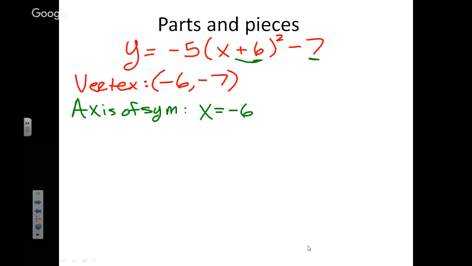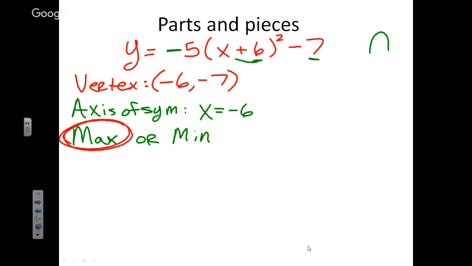Max or min? Is it a max or min? And how does she know it's a max? Okay, this negative right here tells me that the graph goes like this. So that means that we have a max. Okay, that's actually how it is on the test. It says circle one, max or min. What else?